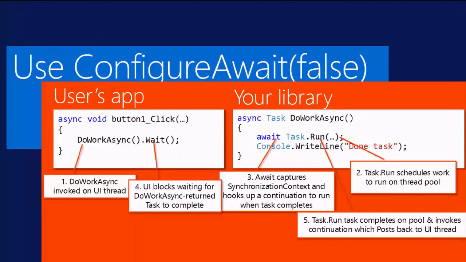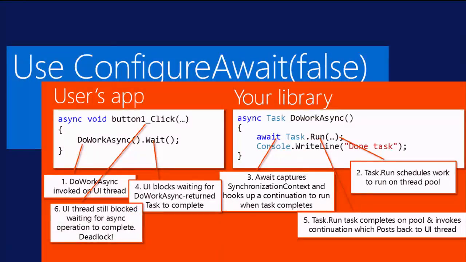So then the async support that's in the language says, cool, we captured the context. We're now going to schedule the rest of DoWorkAsync back on the UI thread, because that's where we were. That's what we're supposed to do. So it says, OK, cool, let's post this back to the UI thread as a message. It adds a message to the UI queue. Unfortunately, we're never going to get to that message because we just blocked the UI thread.